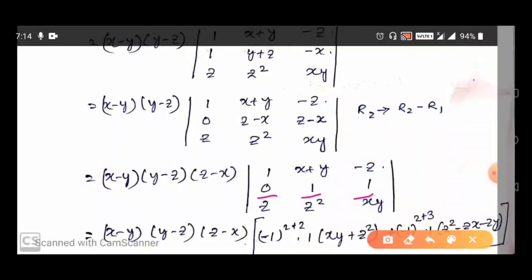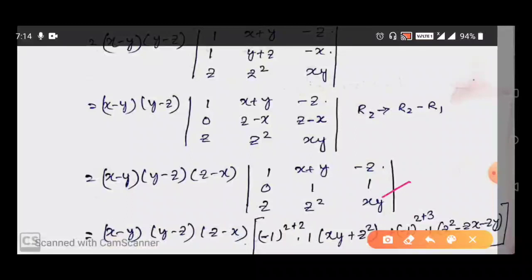Now we can expand the determinant along row 2. If we expand it along row 2, we will have minus 1 to the power 2 plus 2 for this 1, because this 1 is in second row, second column, into 1. After that we have to eliminate this row and this column. So 1 into xy minus z square, so it will be converted to xy plus z square.